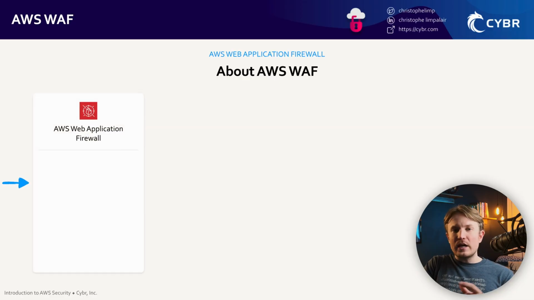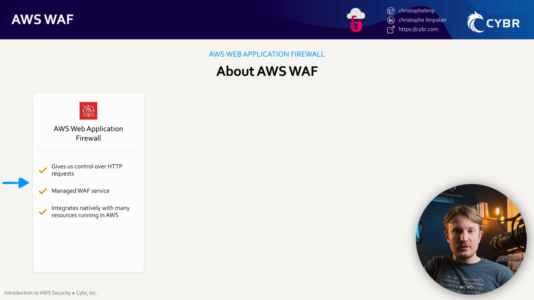AWS built its own web application firewall and named the service AWS WAF, which is what we're going to talk about in this lesson. The AWS WAF is a web application firewall that gives us control over HTTP requests. It's a managed web application firewall service that integrates with many resources running directly in AWS. You don't have to install any additional software to get it up and running, and on top of that, it provides out-of-the-box managed rule sets for you to use, which we'll also take a look at in this lesson.